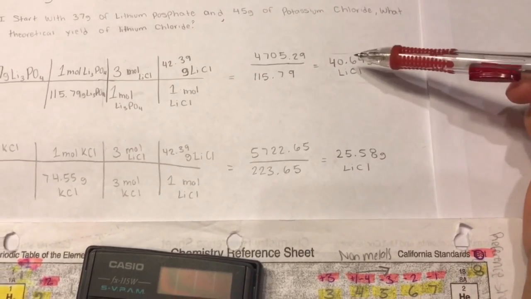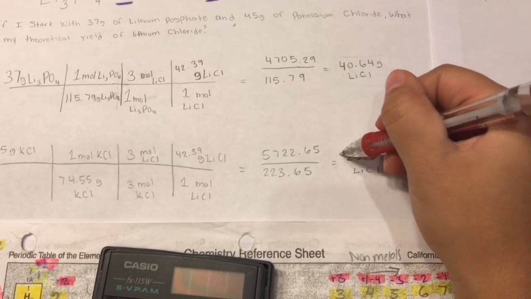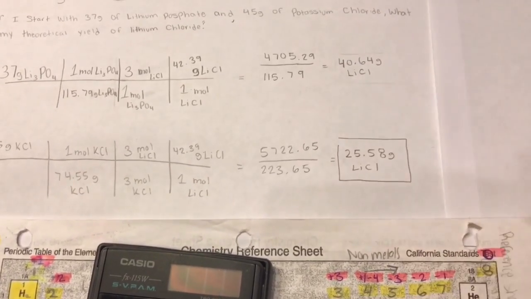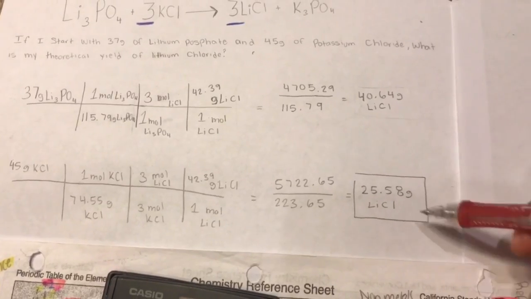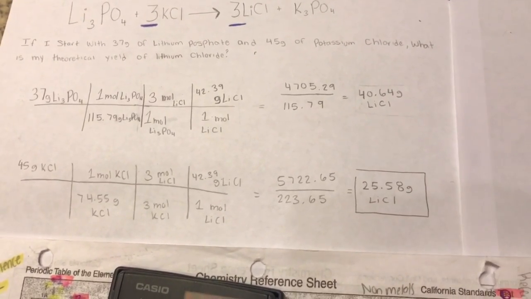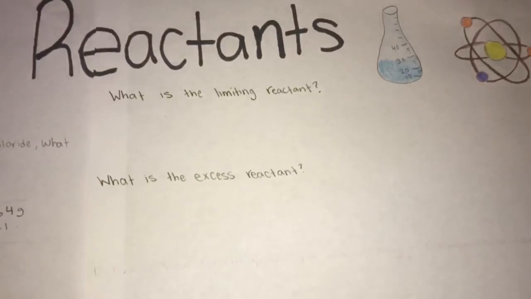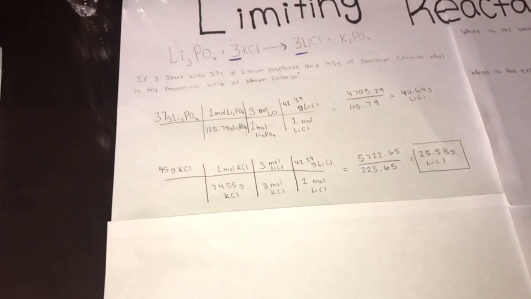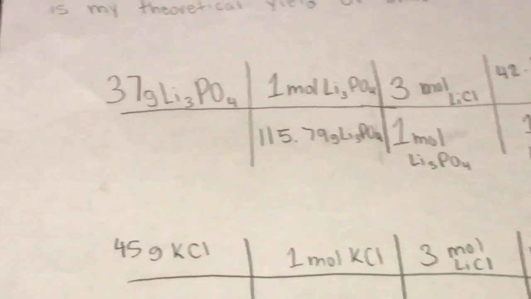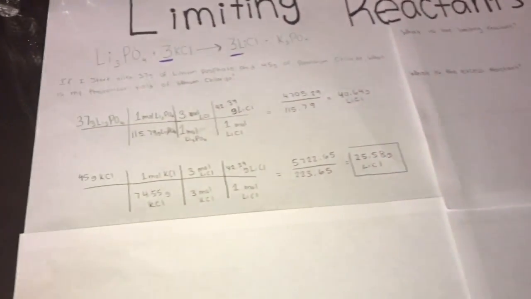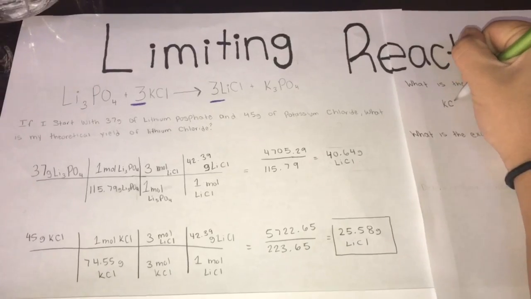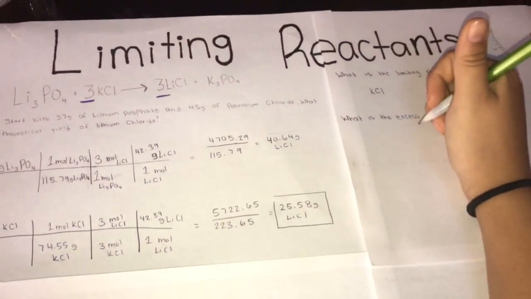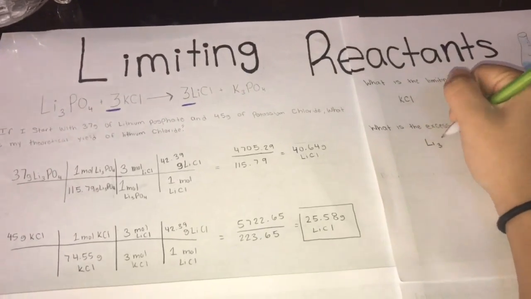25.58 is less than 40.64. So now you want to box 25.58 grams of LiCl, and that will be your limiting reactant. Okay, so here the question is basically asking what is the limiting reactant and what is the excess reactant. I'm just showing you that you have to use the original formula. So what is the limiting reactant? That would be KCl. And then it's asking for the excess reactant, which would be Li3PO4.